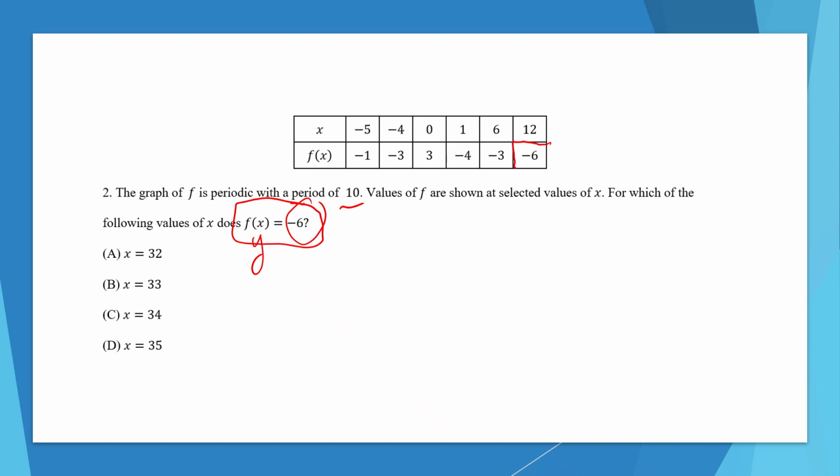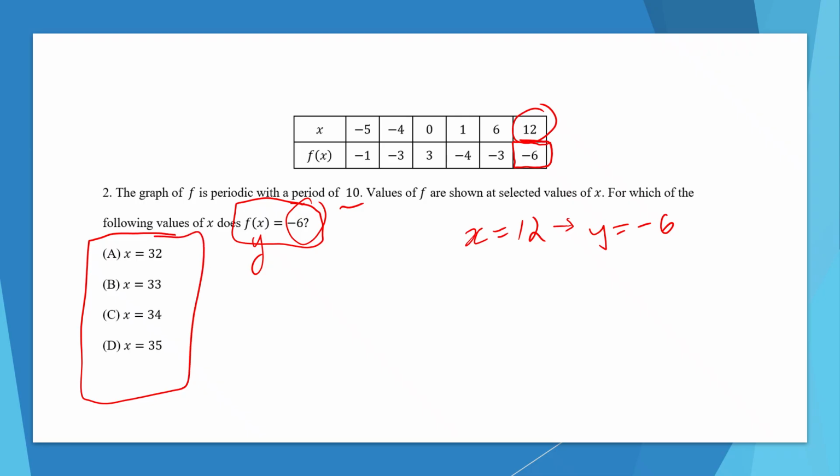Well, I see y equals -6, or f of x equals -6, when x is 12, right? So when x is 12, then we know y equals -6. And taking a look at our answer choices, that would be great if we saw 12 there as one of the options. It'd be very, very easy. But we don't have that. We have values from 32 all the way up to 35. However, we do know this graph is periodic with a period of 10.